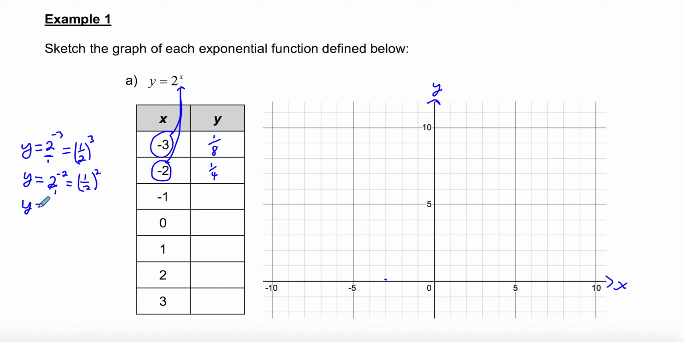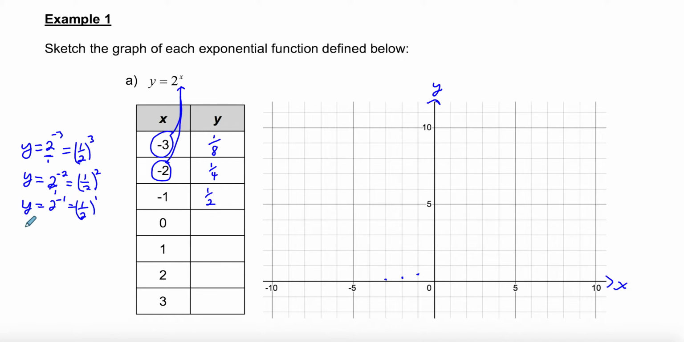Same thing for the next one, 2 to the -1. So that would be 1 over 2 to the exponent 1, and that's just 1/2. So we've got some values here, -2 and up 1/4, not very big, and then -1 and up 1/2, okay, that's a little easier to put on there.